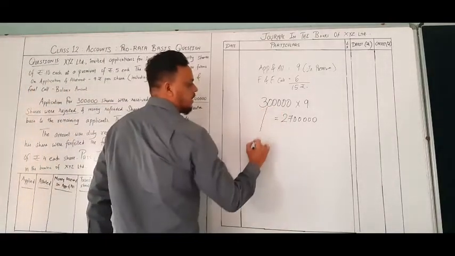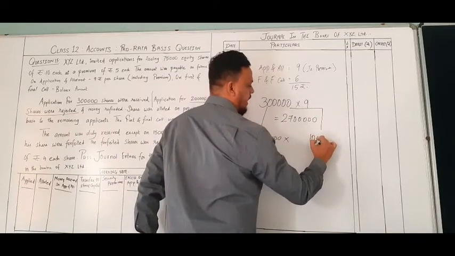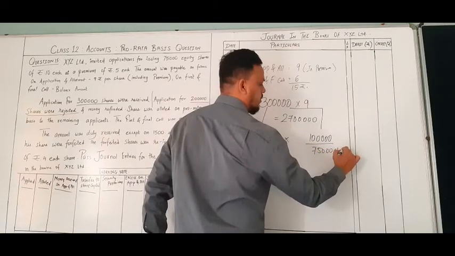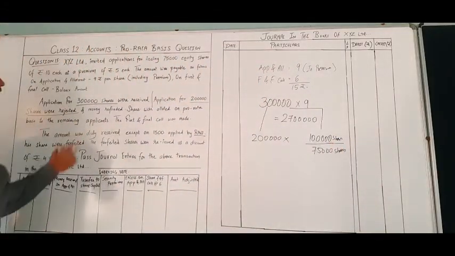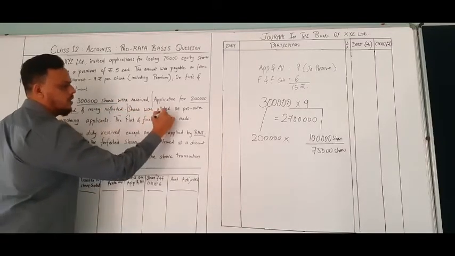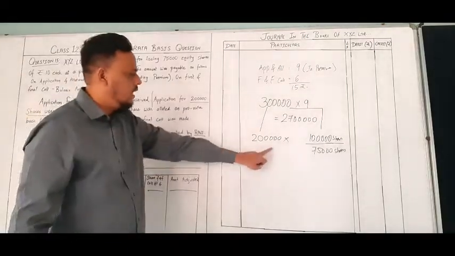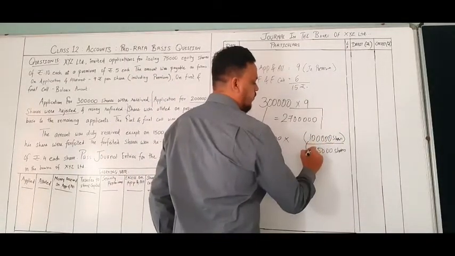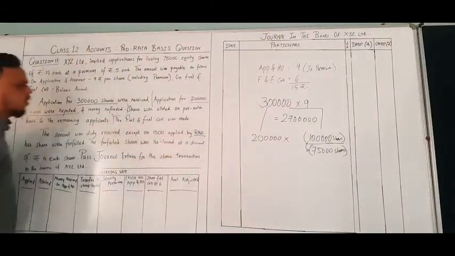Out of 3 lakh, 2 lakh shares are cancelled, whereas 1 lakh shares they will make into 75,000 shares. They will make this into 75,000. So let's continue the concept. Shares were allotted on pro rata basis to the remaining applicants. Out of 3 lakh, 2 lakh went away, and 1 lakh remained. They applied that 1 lakh on a pro rata basis, where 1 lakh shares were converted into 75,000 shares. Now the first and final call was made.